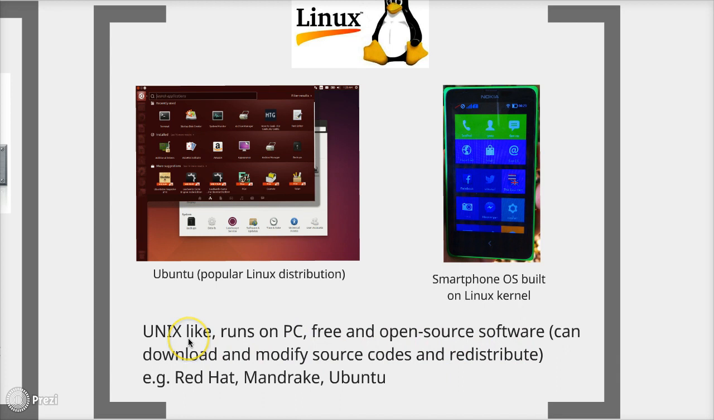So it is very Unix-like, and it can be run on a personal computer. For example, Red Hat, Mandrake, or Ubuntu are very popular Linux distributions. And in some modern smartphones, for example, the Nokia operating system is built on the Linux kernel. So it is a very Linux-based smartphone. And as you can see, Linux can also support the graphical user interface, as shown in this Nokia smartphone.